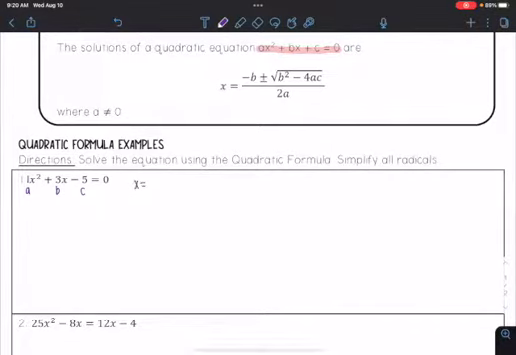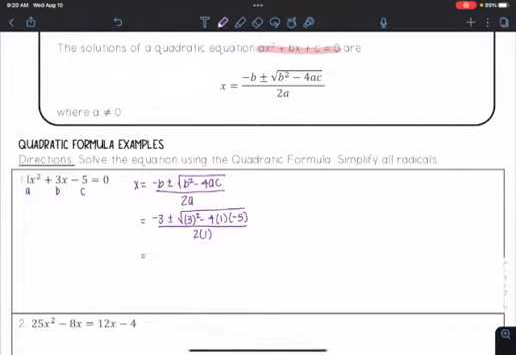I'm going to plug that all into my quadratic formula. So I have x equals negative b plus or minus the square root of b squared minus 4ac all over 2a. My b value here is 3, so when I take the opposite of 3, I get negative 3 plus or minus the square root of b squared, so that's 3 squared, minus 4ac, so that's 4 times a times c. My a value is 1, and my c value is negative 5, and then all over 2a, so 2 times 1.